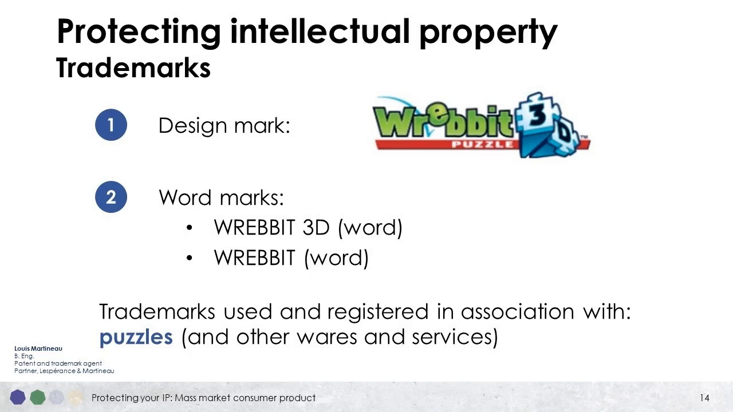On the side of trademarks, Revit applied for 3 trademark applications. The first one is the design mark that you can see on this slide, which is the Revit 3D puzzle with the particular figurative aspect that is depicted here. They also filed for trademark protection on 2 additional trademarks, which is the Revit 3D mark and the Revit mark. In both of those cases, those are so-called word marks.